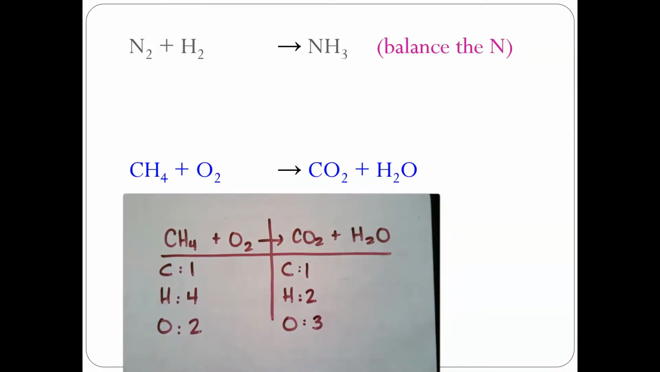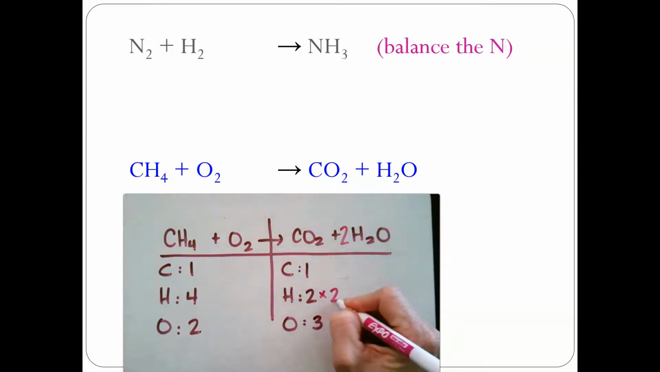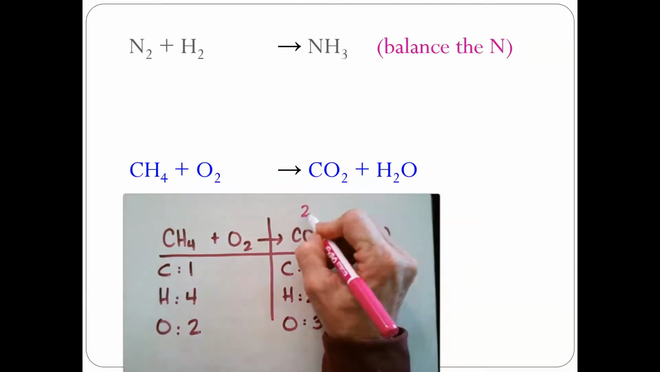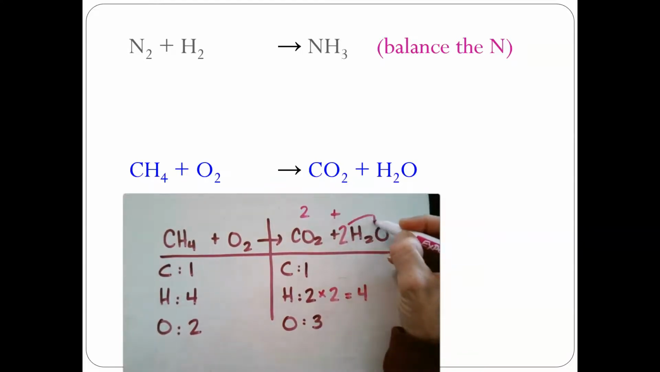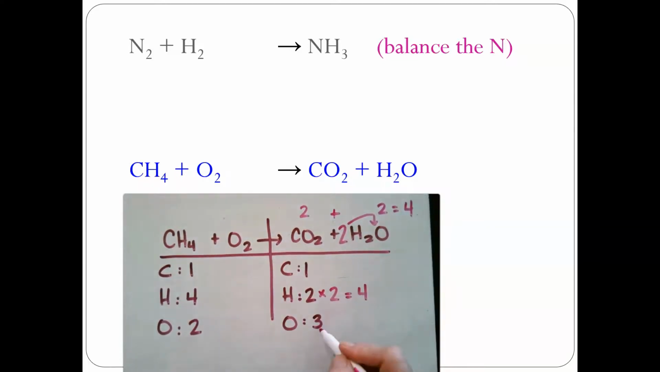So when I go to make hydrogens even, I need to put a 2 as my coefficient here. That times 2 gives me 4. And now here's the tricky question. How many oxygens do I have? 2 plus, this became 2. I have 4 oxygens. Not 6, like you might have thought, but 4 oxygens.